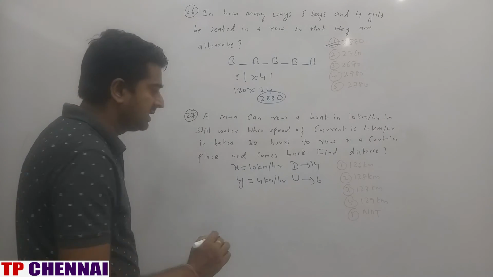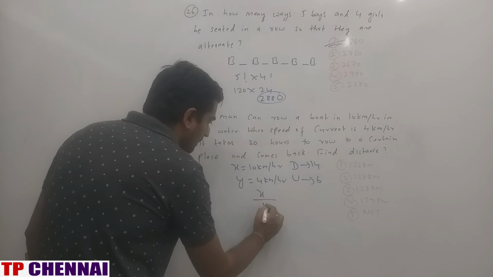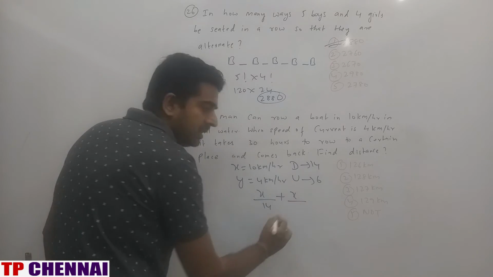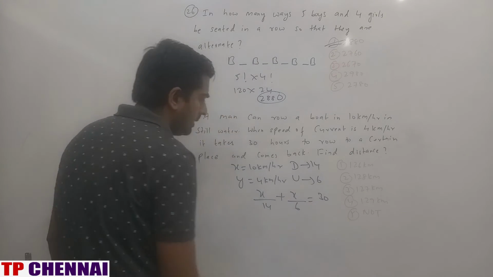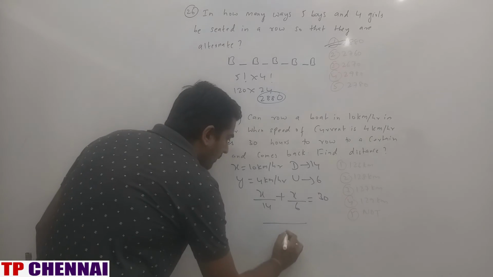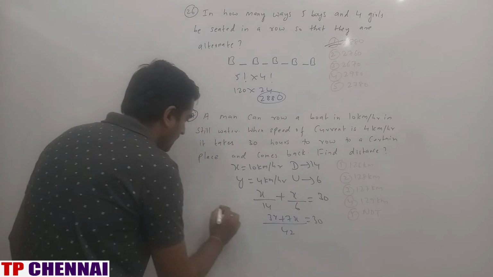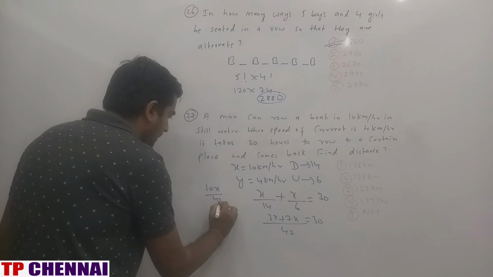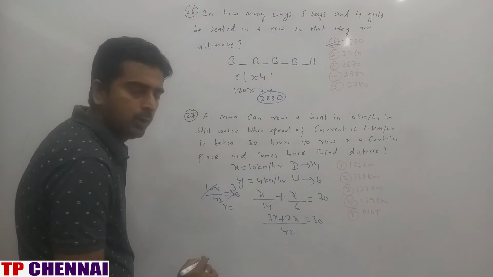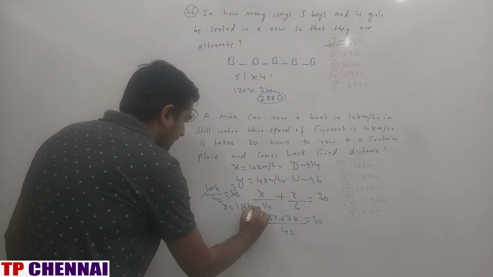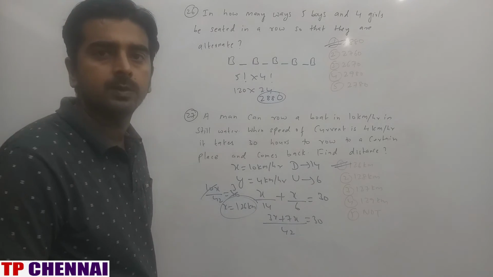So time is equal to distance by speed. Distance is x, going downstream 14, 10 plus 4 is 14, and again same distance is there. This is 6, and total time is 30. 14 and 6, what is the LCM? 42. This is 3x, this is 7x, is equal to 30. So 10x by 42 is equal to 30. So x is equal to 42 into 3. 126 kilometer is the answer, which is nothing but first option.